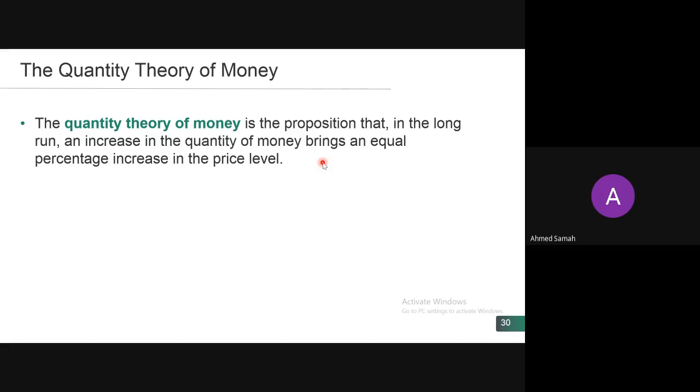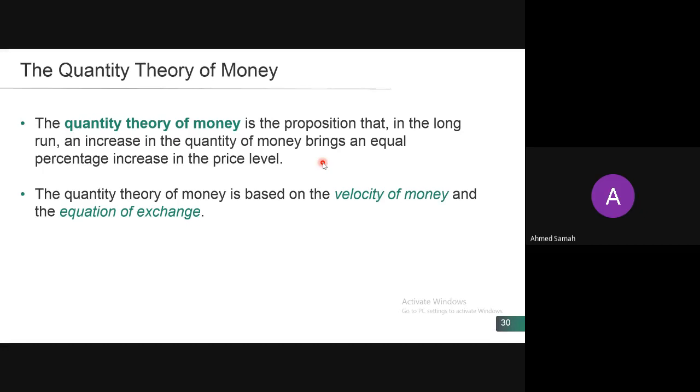So the quantity theory of money says that in the long run, if there is an increase in the money supply or the quantity of money, there is an equal change in the price level as well. The quantity theory of money is based on the velocity of money and the equation of exchange.